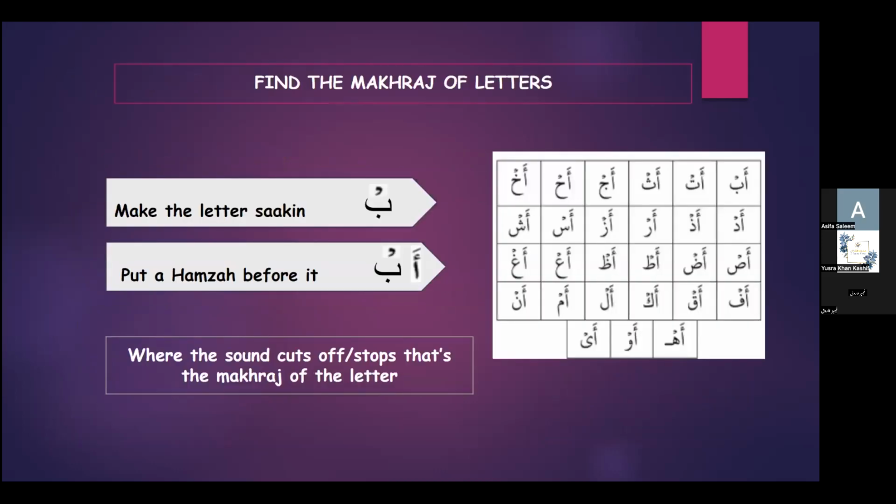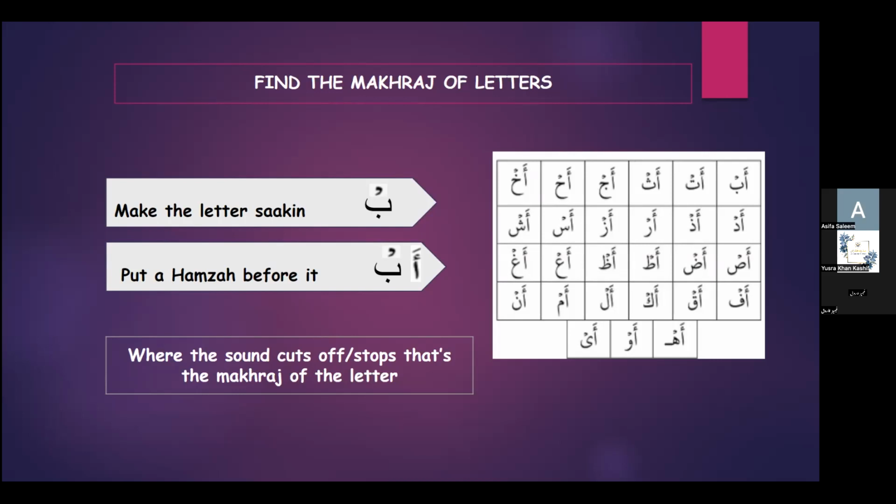How to find the makhraj of a particular letter? You need to follow these two steps. Number one, make the letter sakin. Whatever letter you're trying to learn the makhraj of, just put a sukoon on it, make it sakin, and then put a hamza before it, and now try to pronounce it. Wherever the sound cuts off or stops, that would be the makhraj of the letter.